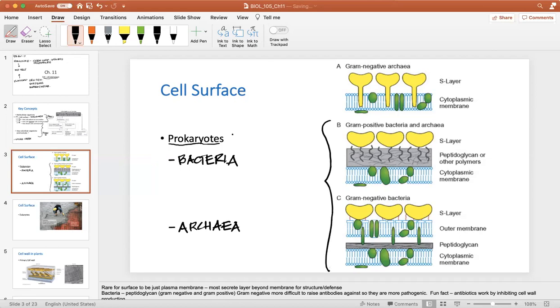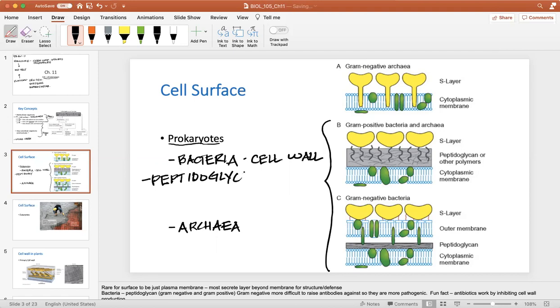then the thing that you need to know is that they typically have a cell wall. We mentioned this before when we talked about cell structures, but let's go back and revisit this. Bacteria have a cell wall, and this cell wall is primarily composed of something called peptidoglycan.